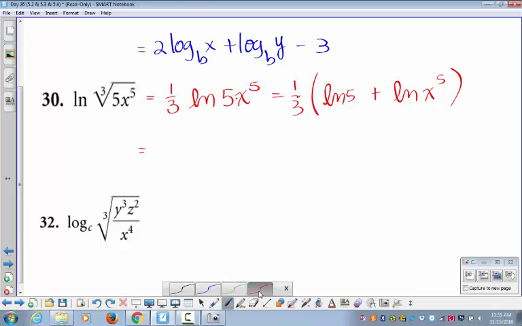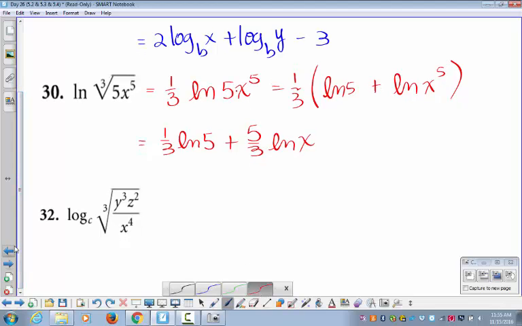Now we see that we can reduce that second term over there. So it's going to end up being 5/3 natural log of x. So we just have to be careful that we ratchet our way out step by step. All right, try this one, 32.